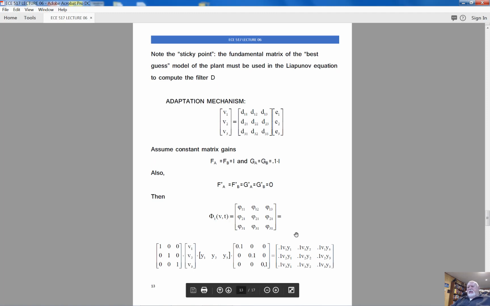The next what you can see is the definition of matrix phi 1. Matrix phi 1 is equal to this matrix FA right here times V vector times Y transposed times matrix GA. And if you would go through all these matrix transformations on an element by element basis, this is the definition of matrix phi 1. So this, for example, is phi 1, 1. This is phi 1, 2, and so on. So I already have for you matrix phi 1.